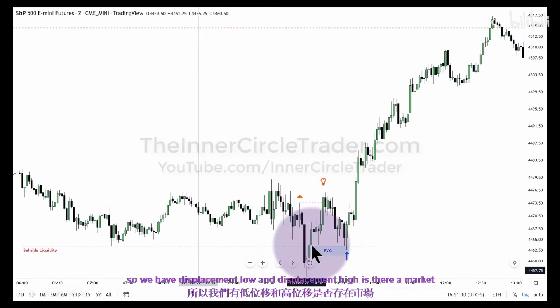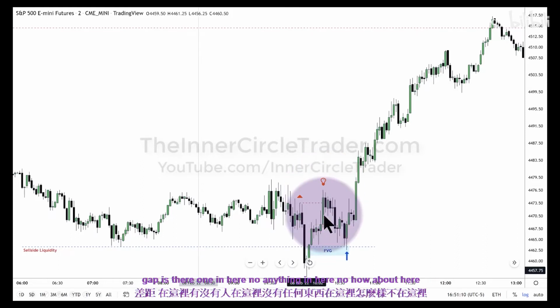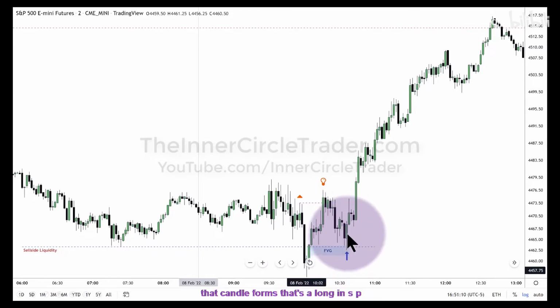So we have displacement low and displacement high. Is there a market structure shift bullish? Yes. It trades up above it. And then you look for the fair value gap. Is there one in here? No. Anything in here? No. How about here? No, it's closed in with this move down here. But we have this. So we trade down into it here. At 10:36, that candle forms. That's a long in S&P.